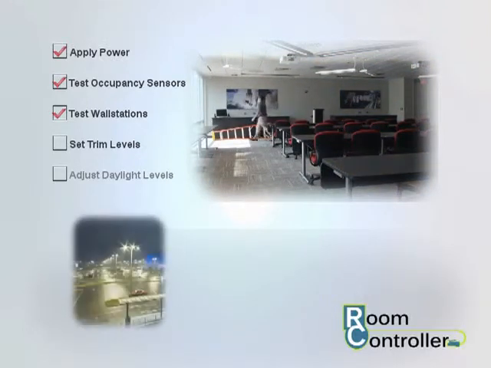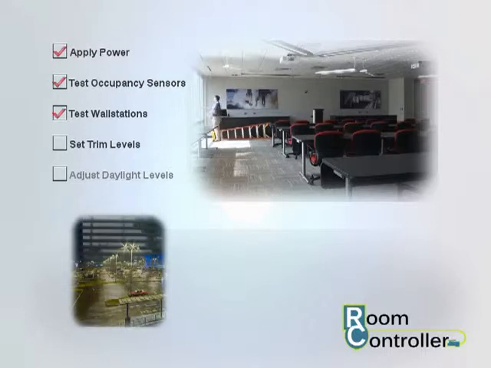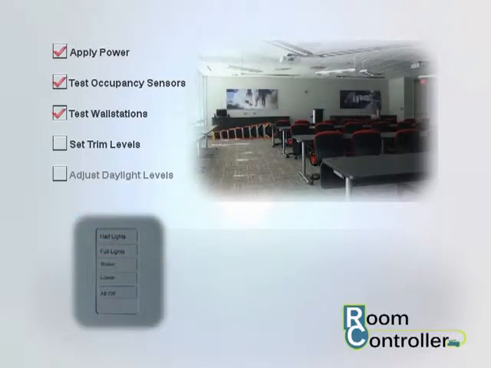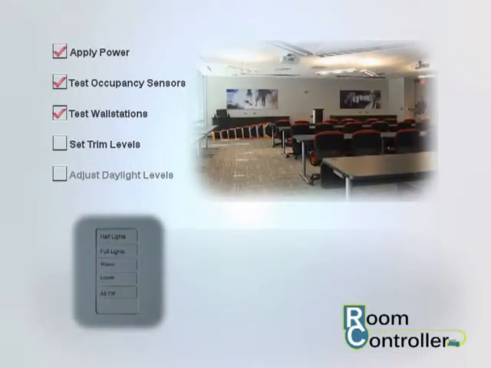For best results, adjust the trim settings at night or during the day using shading to darken the space. Using the wall stations, turn on all controlled lighting. For fluorescent lighting loads, wait 1 minute to allow lamps to warm up.